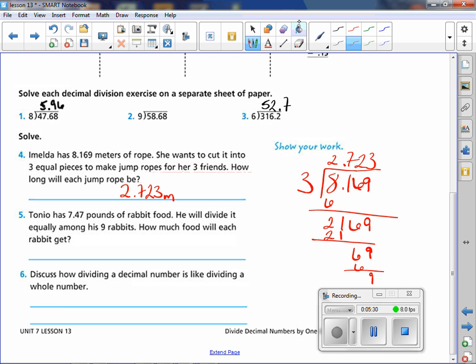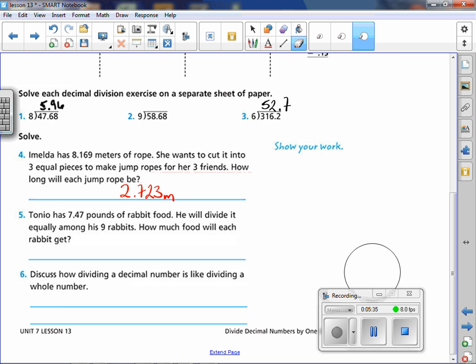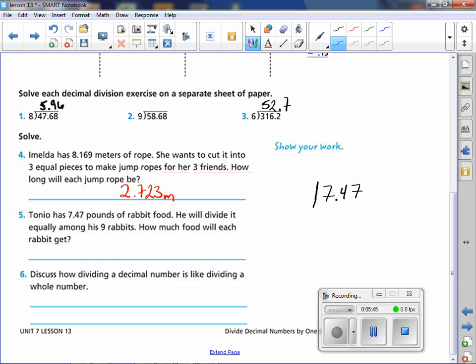Okay, and that'll be her jump rope size. Okay, let's try one more. And then I'll have you pause and answer number 6. So Tony has 7 and 47 hundredths pounds of rabbit food. Kinsey, you'll like this one, and Morgan. He's going to divide that equally among his 9 rabbits. Wow, he has 9 rabbits. That's a lot of rabbits.